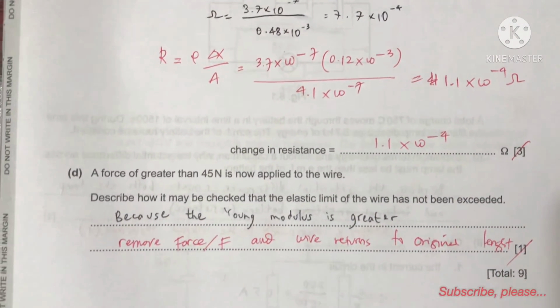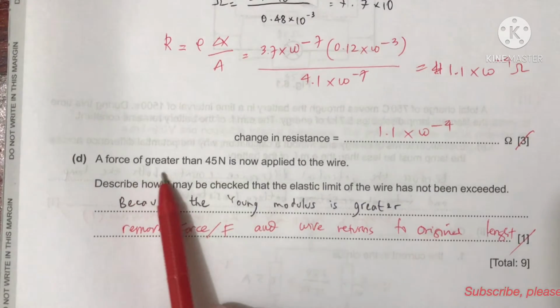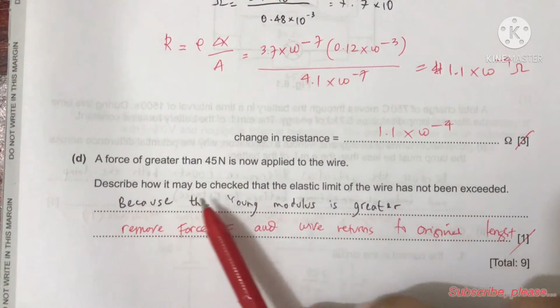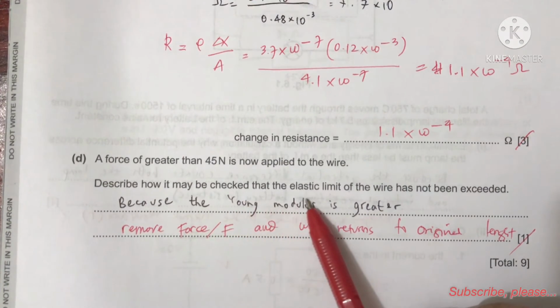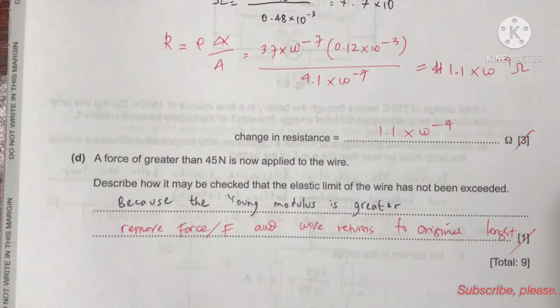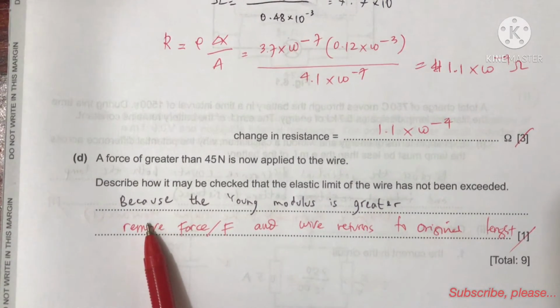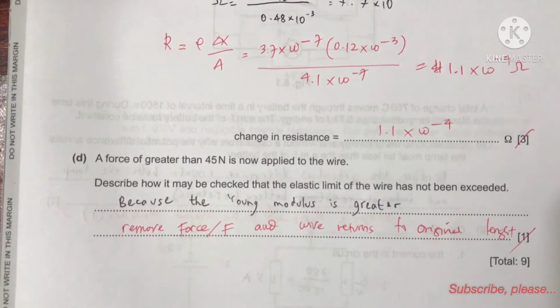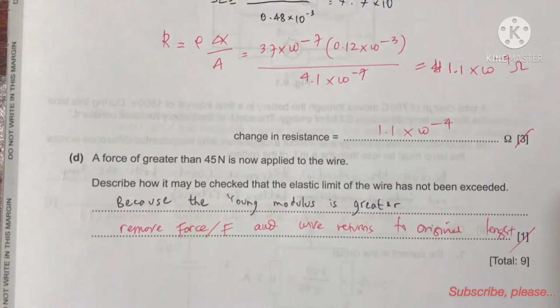One more. A force greater than 45 Newton is applied to the wire. Describe how it may be checked that the elastic limit of the wire has not been exceeded. This is not because the Young modulus is greater. Young modulus is a constant number for the same material, so it never increases or decreases. It stays constant for each material.